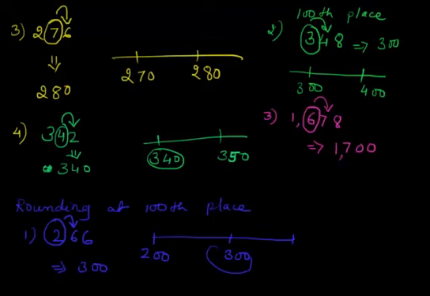Let's take another example. Rounding at the 100th place, 6237. Next number is 3, less than 5, so round down and no increment is there, so the rounding off gives 6200 as the answer because it should be a multiple of 100, being at the 100th place.